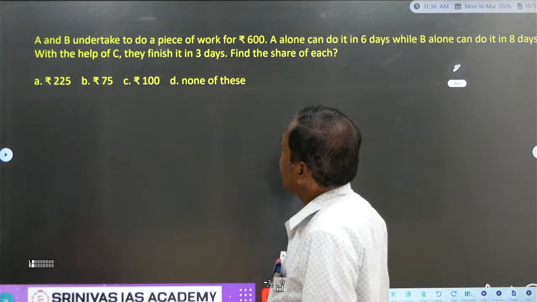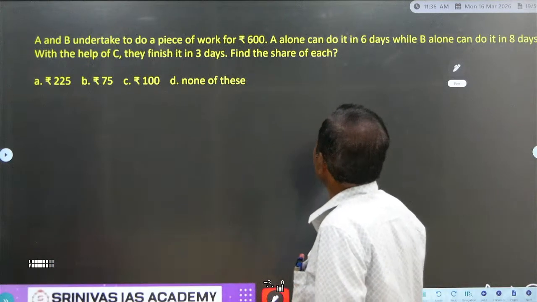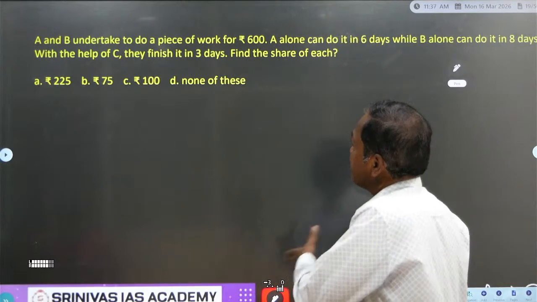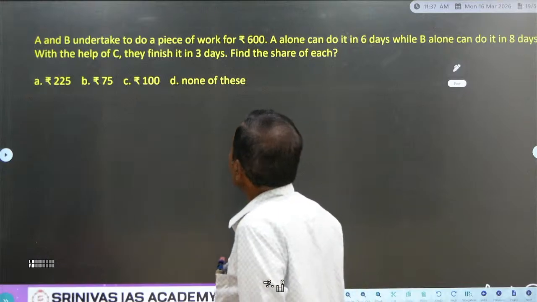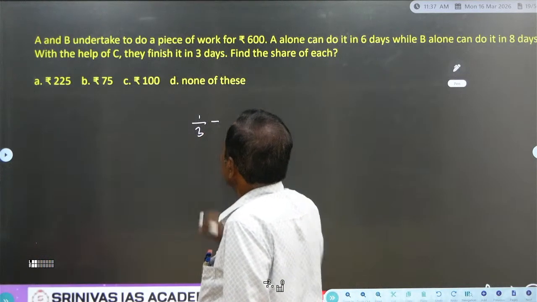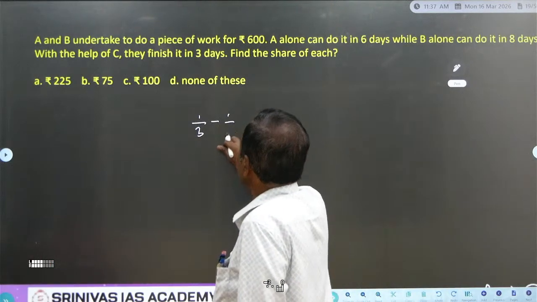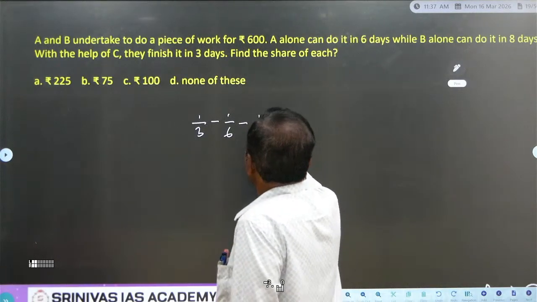So, A and B undertake to do a piece of work for rupees 600. A alone can do it in 6 days, B alone can do it in 8 days. With the help of C, they finish the work in 3 days. So, what is that? 1 by 3 minus, A alone can do it in 6 days, 1 by 6 minus 1 by 8.